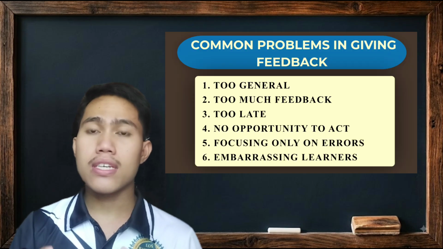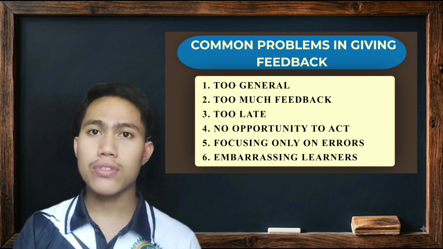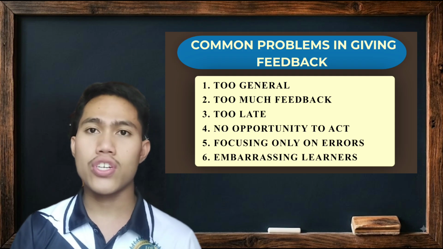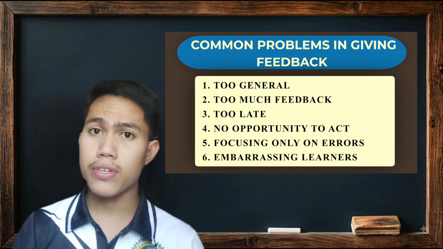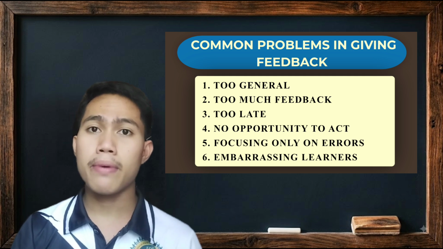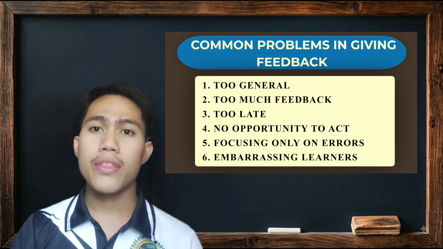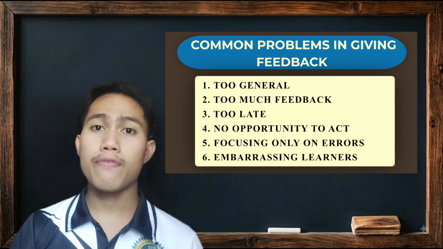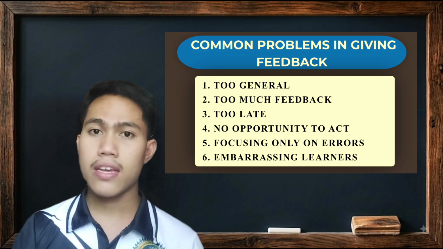At this point, let us look at some common problems in giving feedback. Teachers may also encounter common problems. First, feedback may be too general, such as a good job. Second, there may be too much feedback, which can overwhelm learners. And the third one is feedback may be too late when learners can no longer apply it. And the fourth one is there may be no opportunity to act on the feedback. Fifth, teachers may focus only on errors instead of also recognizing strengths. And lastly, feedback may unintentionally embarrass learners.